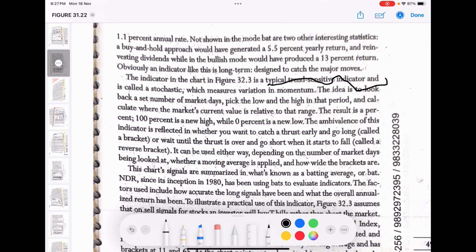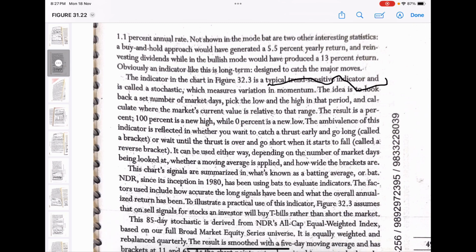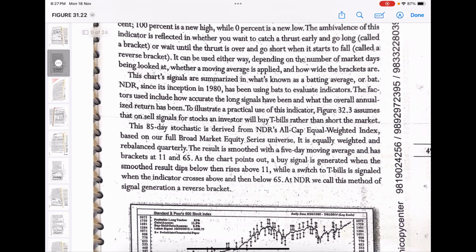The idea is to look back a set number of market days, pick the low and the high in that period, and calculate where the market's current value is relative to that range. The result is a percent. 100% is a new high, while 0% is a new low. The ambivalence of this indicator is reflected in whether you want to catch a thrust early and go long, called a bracket if you're going long, or wait until the thrust is over and then go short, which is called a reverse bracket. It can be used either way depending on the number of market days being looked at, whether a moving average is applied, and how wide the brackets are.